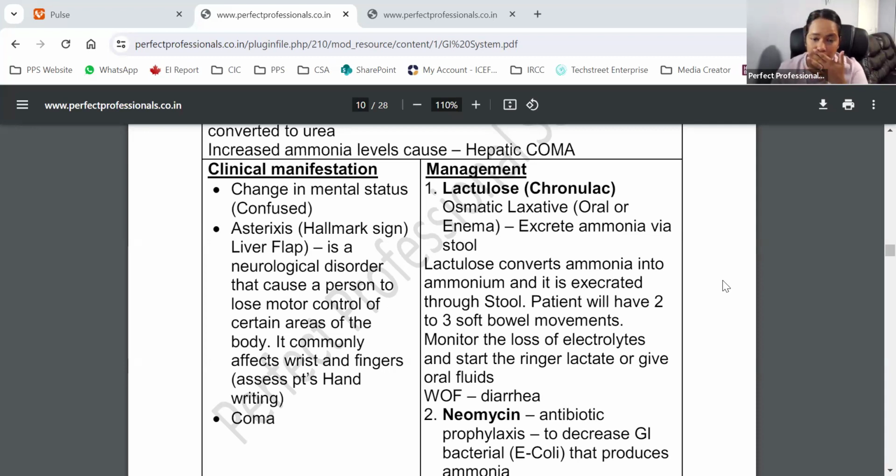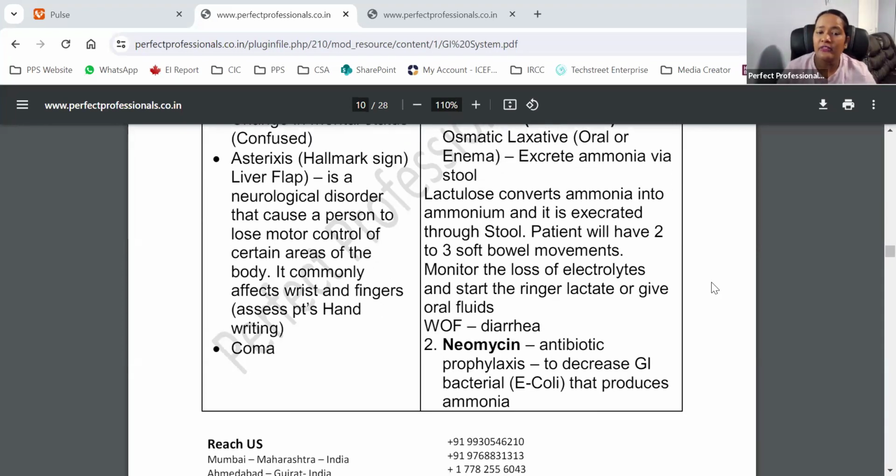Okay, so when we are giving this lactulose, the patient will have 2 to 3 soft bowel movements. Okay, that's normal. But we have to monitor the patient for electrolytes, loss of electrolytes, and we have to start the Ringer lactate and give oral fluids. Watch for diarrhea, because with lactulose there are many chances of diarrhea. Another drug we are giving, neomycin, is an antibiotic prophylactic to decrease the GI bacteria.